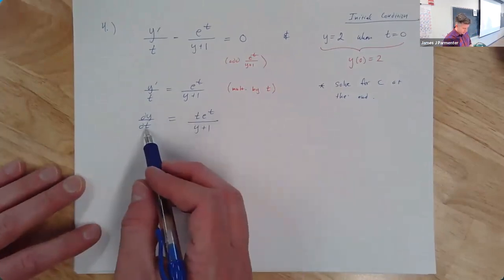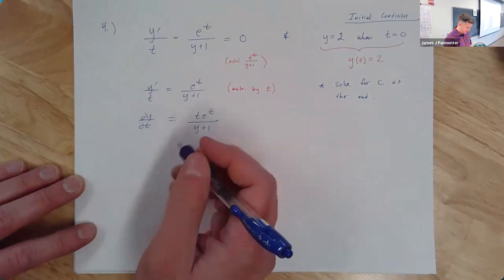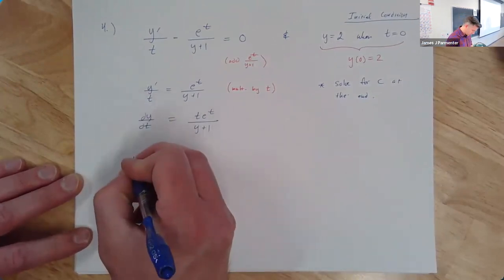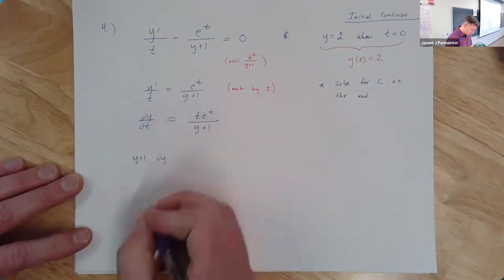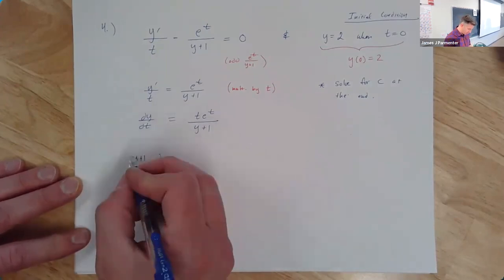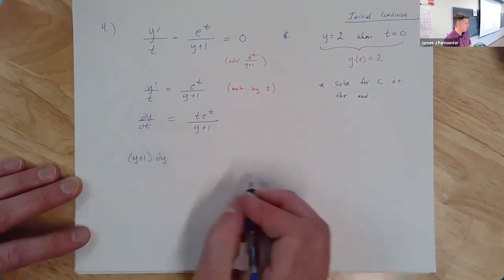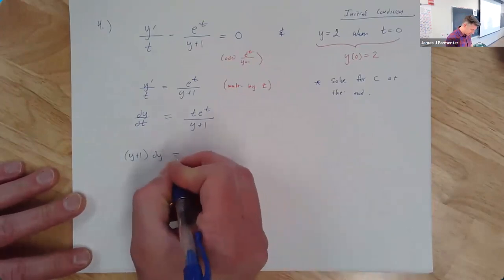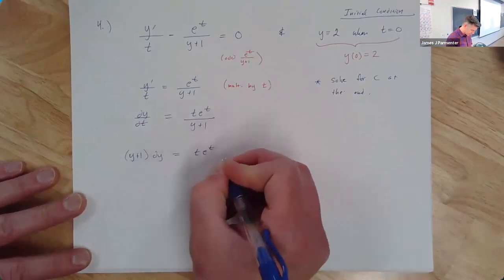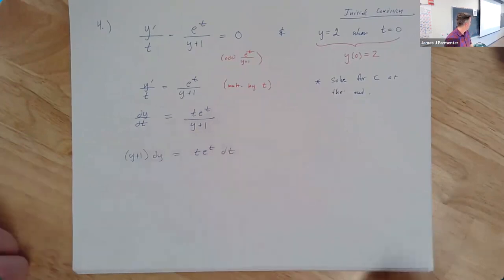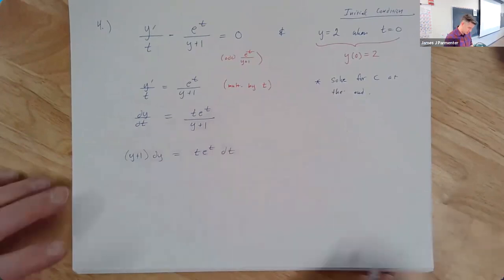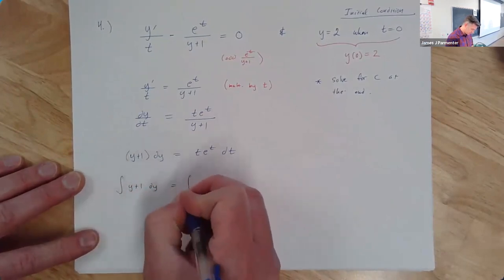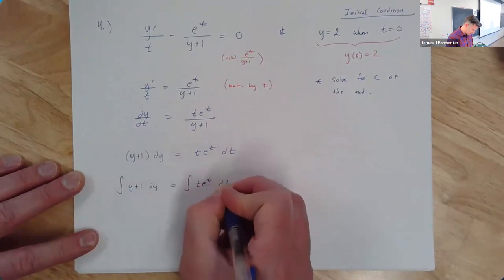So I want the t's to go to the right, specifically the dt is going to multiply on the right, and the y plus 1 is going to multiply on the left. So we're going to get y plus 1 dy. And when I write this, I'm really thinking of all of this y plus 1 as multiplying the dy. It's why I'm putting it in parentheses, even though you probably don't really need to. On the right-hand side, we're going to get t e to the t dt. And then we're going to integrate both sides. So the integral of y plus 1 dy equal to the integral of t e to the t dt.